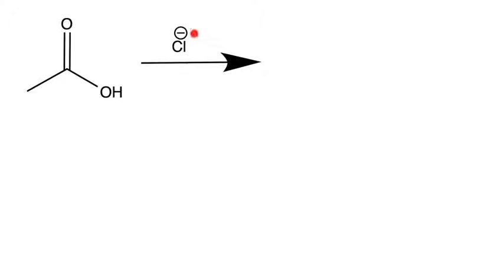And the other problem that you have is this isn't a very good base, but it could be a little bit basic. And if it was going to do anything, it might take off this proton. This is an acidic proton. So this reaction will not work. So how are we going to try to see if we can make an acid halide from a carboxylic acid?